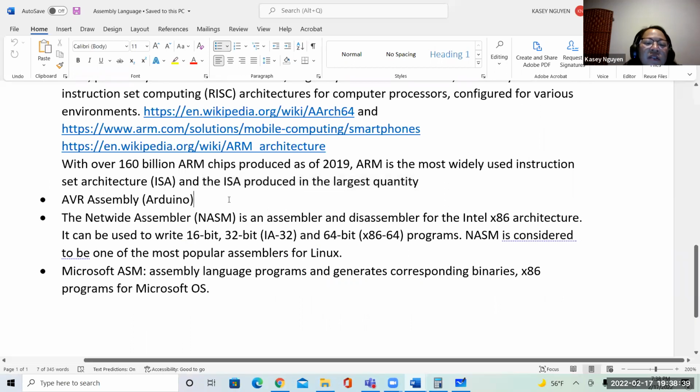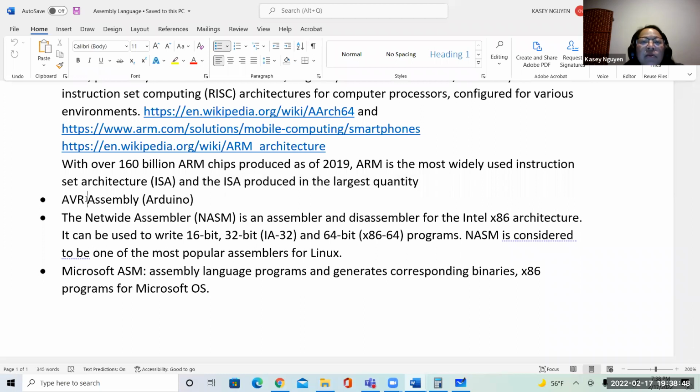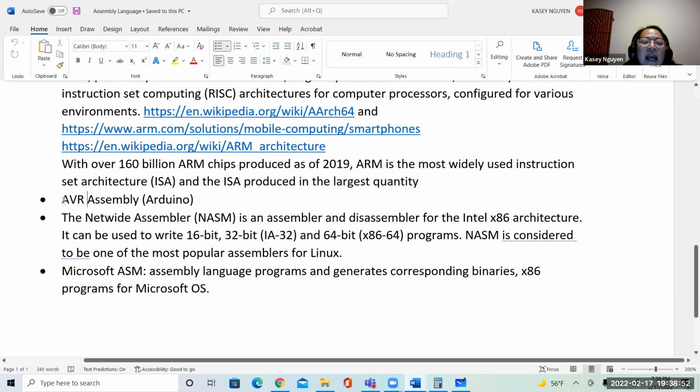If you ever use an Arduino, which I love, it uses AVR assembly. When the user interfaces with the Arduino to program, you use C language, but at the hardware level, they use AVR assembly. You do see some simulators being released for this.